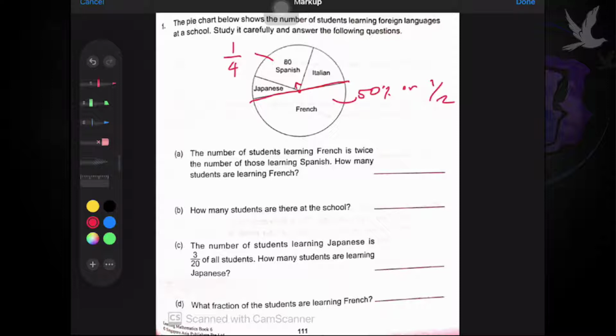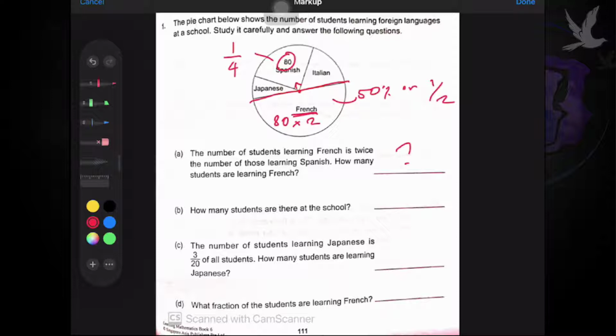Okay, ang sabi niya that the number of students learning French is twice the number of those learning Spanish. So kung 80 ang Spanish and French refers to twice, ano bang twice? Times 2. So what could be the total number of students who are learning French? Okay, so nandyan na yun. Medyo obvious na yun, ha?